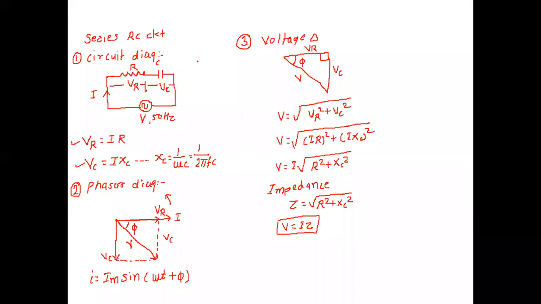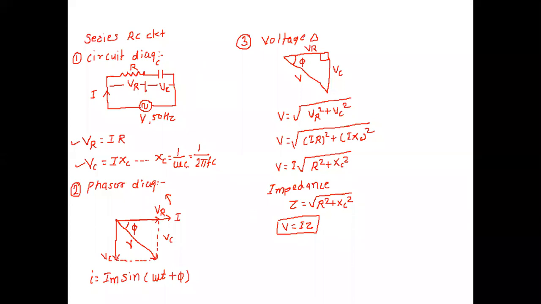What is meant by this VR? VR is nothing but I into R, and VC is nothing but I into XC. So when I take I common, we get the formula for impedance, which is Z equal to the square root of R square plus XC square. So my formula for applied voltage is V equal to I into Z. Up to this point, is there any doubt? Yes or no? No, sir.